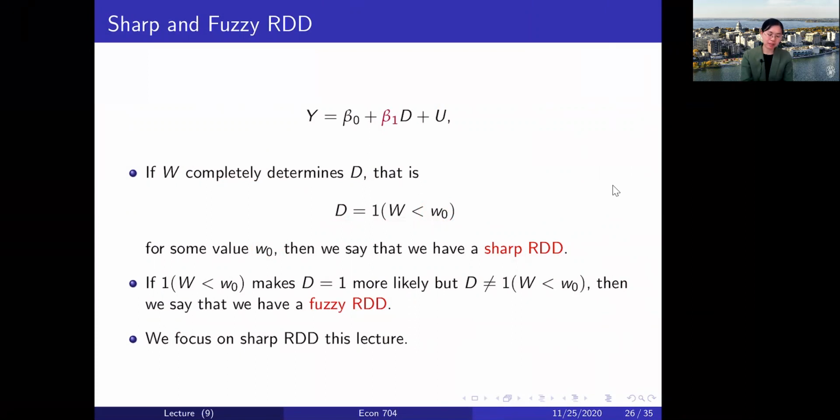If the relationship between D and W is not that sharp, if W crossing the threshold doesn't completely determine the value of D, but only makes D equals 1 more likely, then we say we have a fuzzy regression discontinuity design. We will talk about the fuzzy regression discontinuity design toward the end of the semester. Today, we'll just talk about sharp RDD.